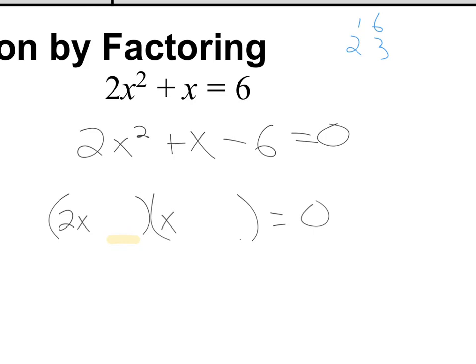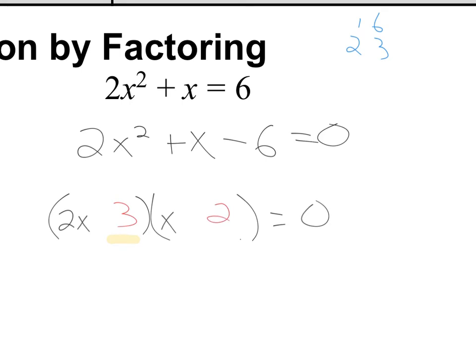So let's try the 1 and 6 combination. 6 is not allowed to go with the 2, so the 1 would have to go there, the 2 would go there. If I distributed this out, 2x times 6 would be a 12, 1 times x, so a 12x and a 1x, there's no way to get a 1x in the middle out of that. So it's not going to be 1 and 6, which means it's going to have to be 2 and 3.